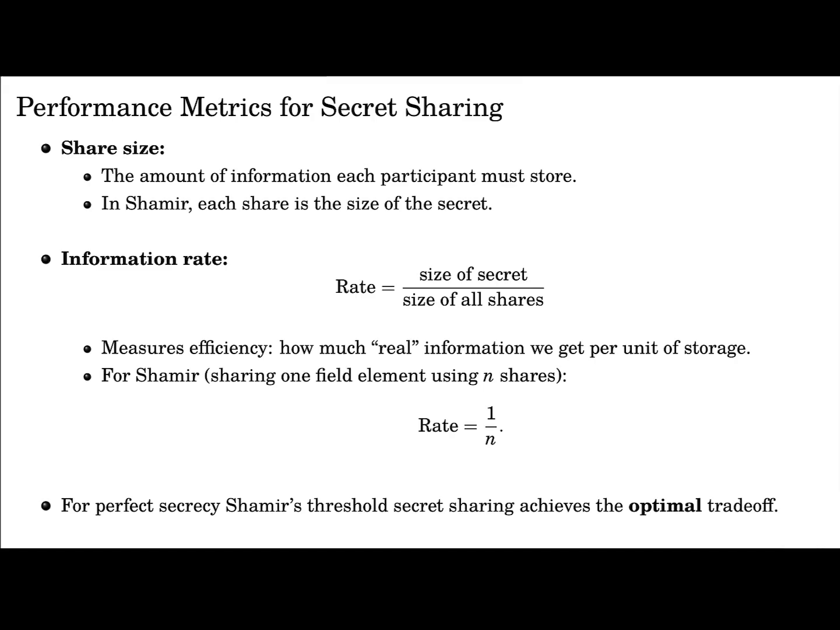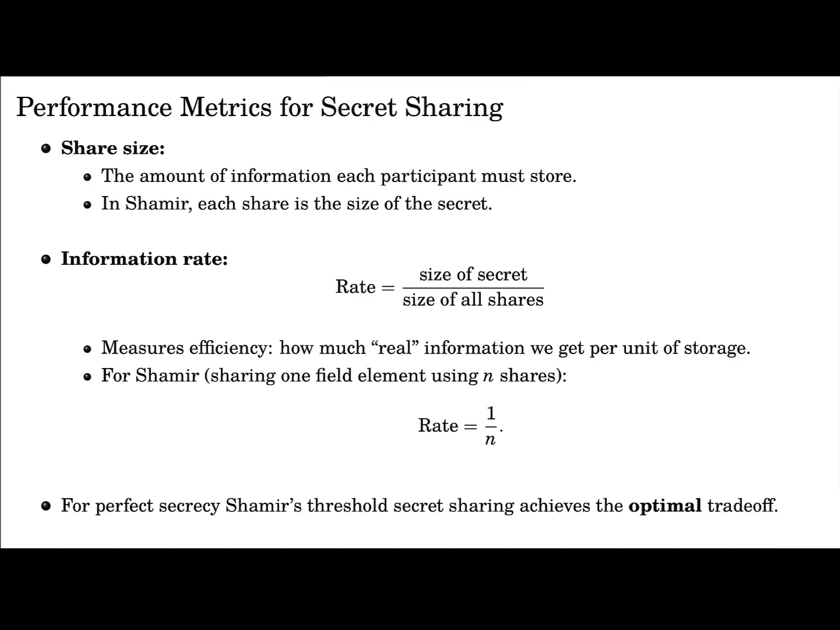Another metric that is used many times is called information rate. That is the size of the secret divided by the size of all the shares, right? So the rate measures how much real secret information we get compared to the total amount of storage. For Shamir, if we share one field element using n shares, then the secret has size 1 and the total storage has size n. So the rate is 1 over n.